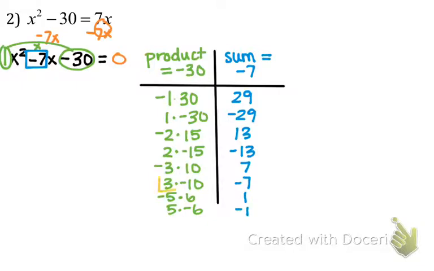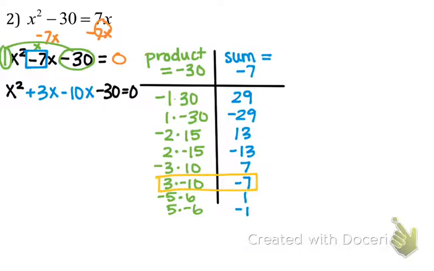So what is our winning pair? We have 3 and negative 10 multiplies to equal negative 30 and adds to equal negative 7. So now we rewrite our quadratic equation with 4 terms by starting with the x squared term, replacing my b term with my two numbers from this list, plus 3x minus 10x, and then finally my c term at the end, minus 30 is equal to 0.